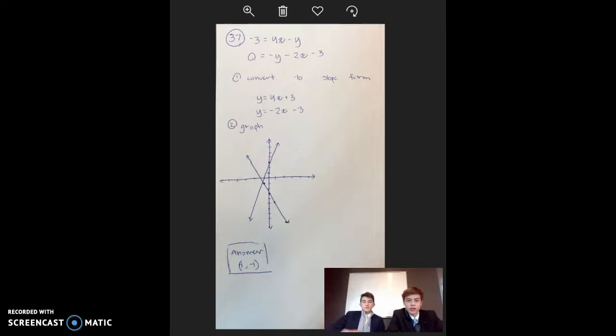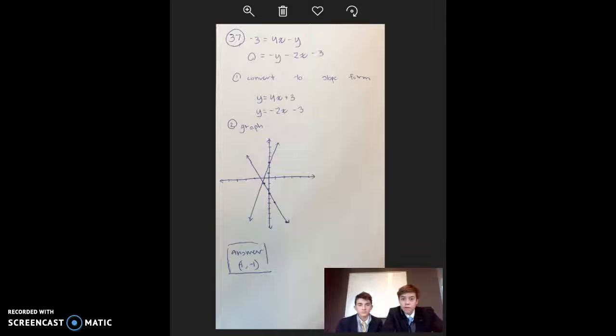And so the last question here would be a system, and we're going to try to solve this system by graphing. As you can see here, the first step is to convert the two equations into slope-intercept form so that we can graph them. And as you can see, the slope-intercept form of the first equation would be y equals 4x plus 3. And then for the second equation, it would be y equals negative 2x minus 3.